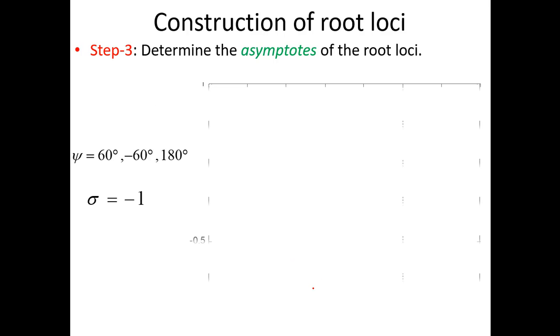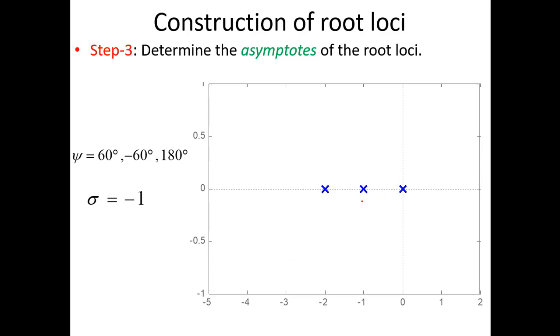So you can see that the poles will be leaving at this side at the angles of minus 60, then 60, and the last one will be 180. So this will be the centroid. This will be your angles of asymptotes, and this is the centroid of asymptotes.